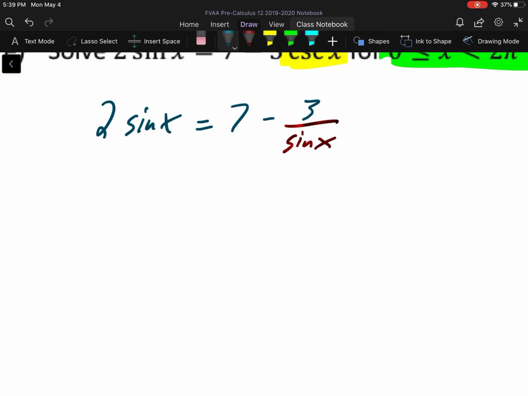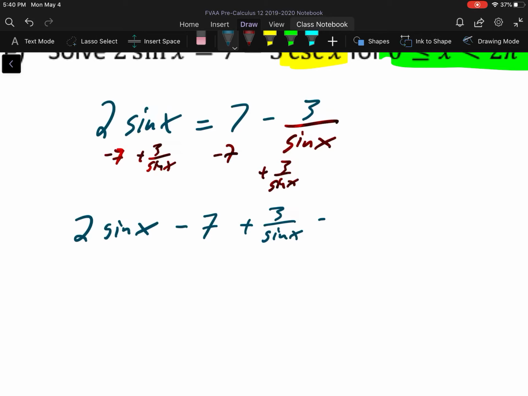At this stage, I'm going to bring everything over to the left-hand side and make my equation equal to 0. That means I'm going to be subtracting 7 on both sides and adding 3 over sine x on both sides. So that's minus 7, and then plus 3 over sine x. That gives me 2 sine x minus 7 plus 3 over sine x is equal to 0. Well, I got all kinds of stuff going on here now.